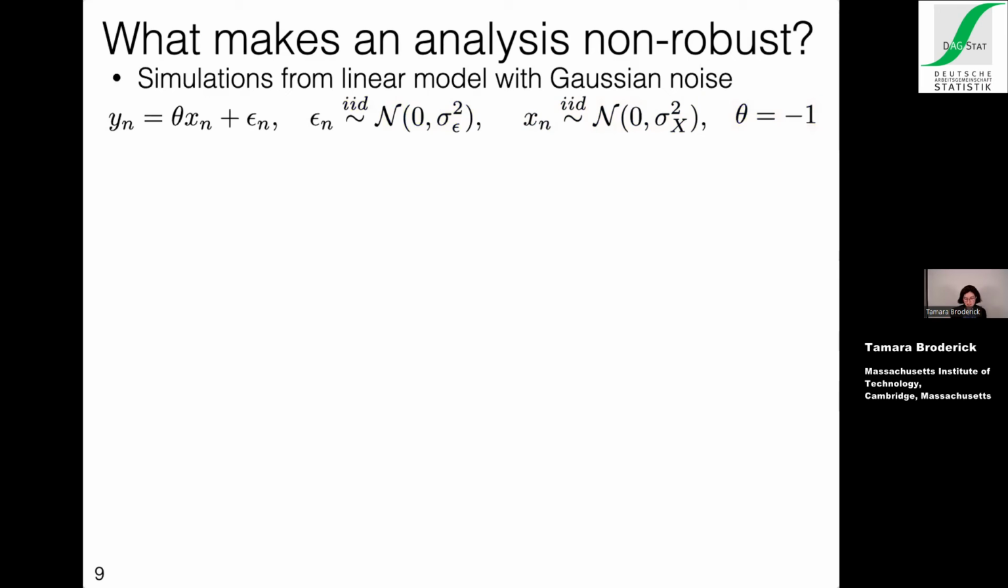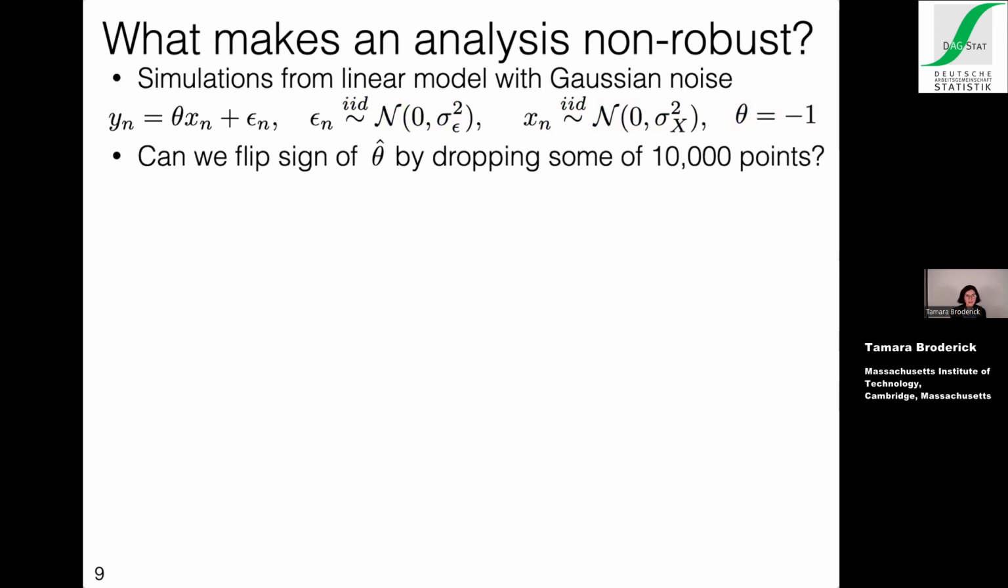Now, in this simulated problem, we're making our decision based on the sign of theta hat. So we're going to draw 10,000 data points. We're going to act like we have a 10,000 data point data set, and we're going to ask, can we flip the sign of theta hat by dropping some of those 10,000 data points?